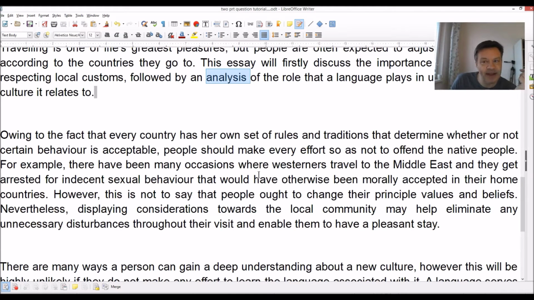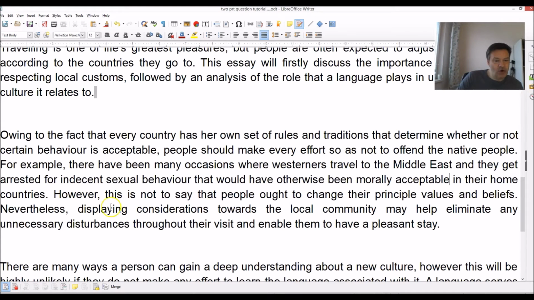Owing to the fact that every country has her own set of rules and traditions that determine whether or not certain behaviour is acceptable, people make every effort not to offend the native people. So, we need to watch what we're doing so we don't offend people. Okay. Many occasions where Westerners travel to the Middle East and they get arrested, sexual behaviour that would have otherwise been morally acceptable in the home countries.